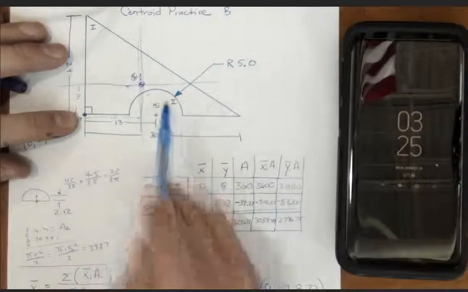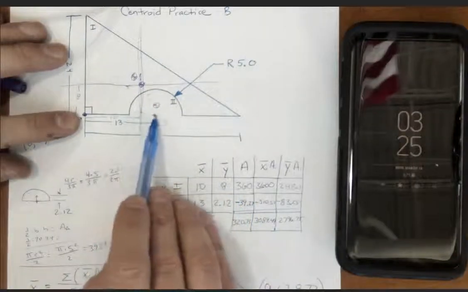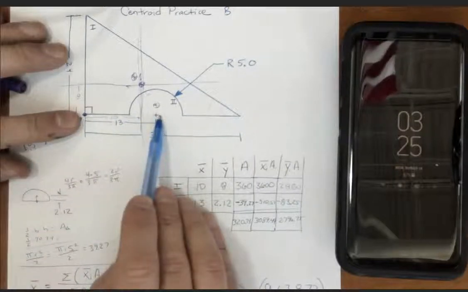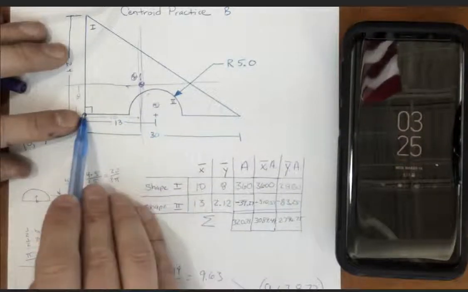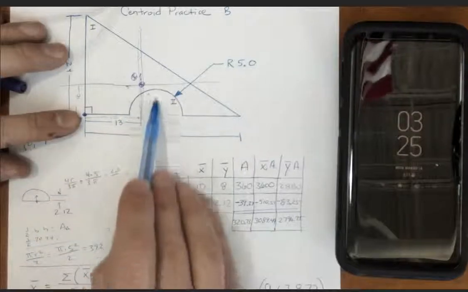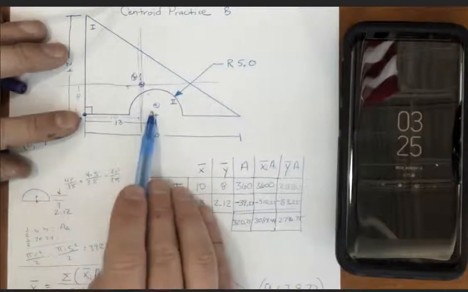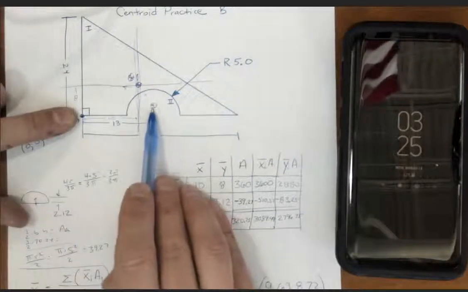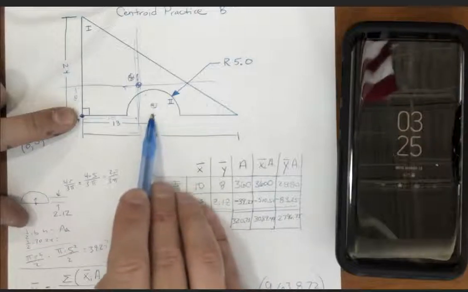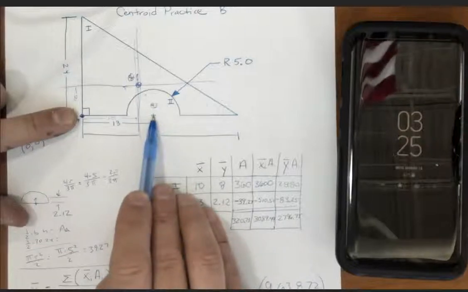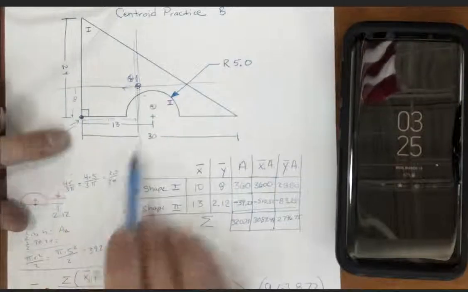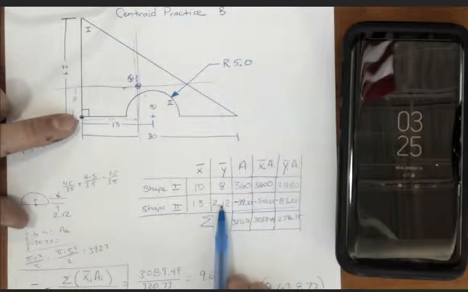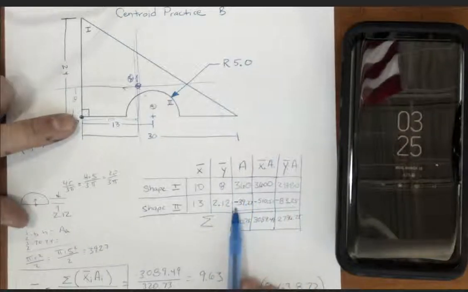Shape 2 is the semicircle, so it is in line here. This was 13 to the center. We know we're going to be along that line, so we were 13 over, but it's how far up, and that's where we use this 4r over 3 pi formula. That's the distance you come off of the center mark of the arc. So 4r over 3 pi we did, and we got the 2.12, how far up.